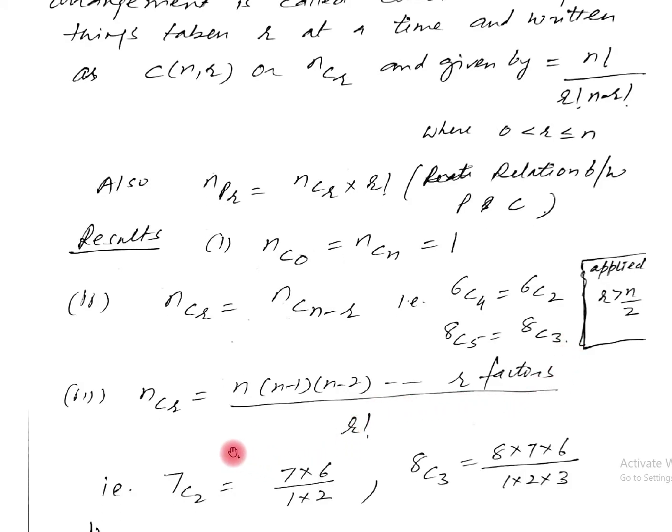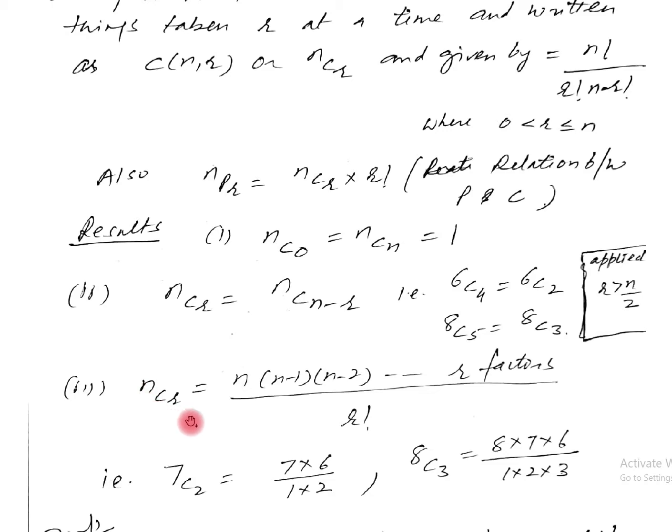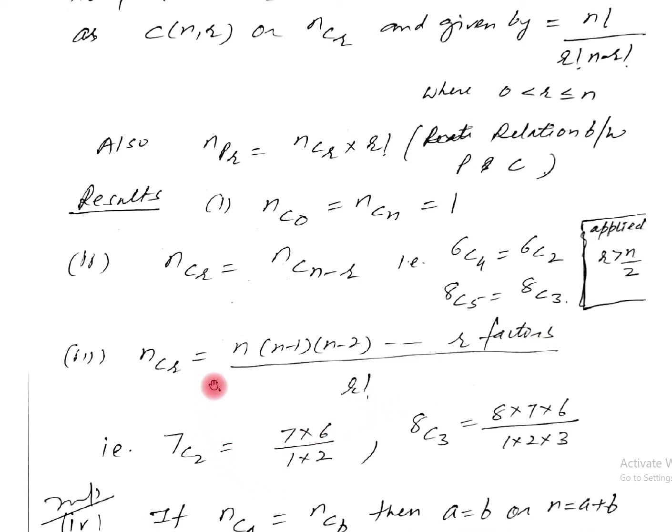Then the third result is here: nCr equal to n into (n minus 1) into (n minus 2) up to r factors upon r factorial. So its application will make it more clear. 7C2 can be calculated as 7 into 6 upon 1 into 2. Similarly, 8C3 can be written as 8 into 7 into 6 upon 1 into 2 into 3. It makes our calculation work easier when you are using this result.